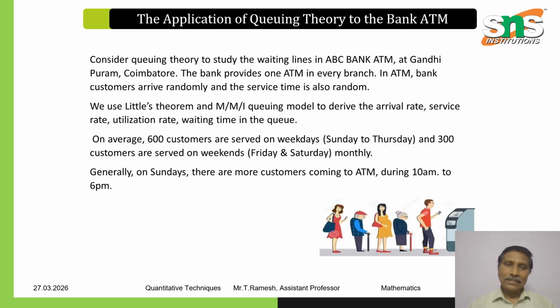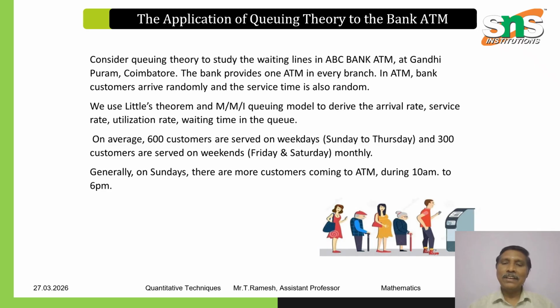Continuing in this video, we discuss the application of queuing theory to the bank ATM. Consider queuing theory to study the waiting line in ABC Bank ATM at Kandipuram, Coimbatore. The bank provides one ATM in every branch. Bank customers arrive randomly and the service time is also random. We use Little's theorem and the M/M/1 queuing model to derive the arrival rate, service rate, utilization rate, and waiting time in the queue. Now, on average 600 customers are served on weekdays.